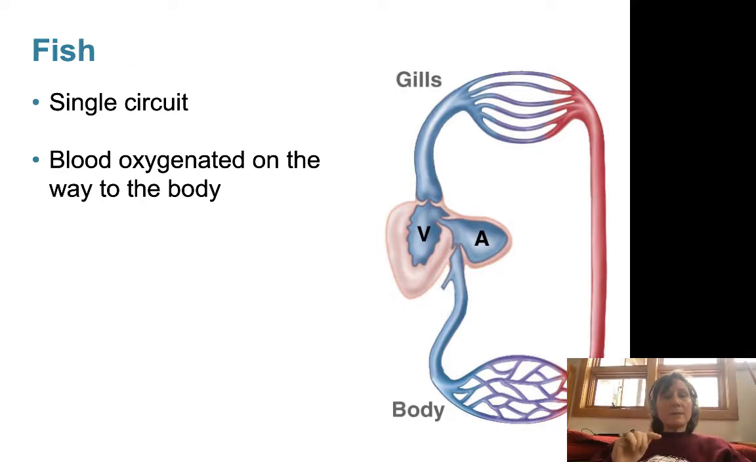Now, in fish, there's a single circuit, and this is a fish circuit that you're seeing right here, kind of stylized. It's generally a two-chambered heart, so a single atrium and a single ventricle. Blood is going to be oxygenated on the way to the body. So blood will flow from the atrium to the ventricle, out to the gills to pick up oxygen, and then it'll pass through a capillary bed in those gills, then go into the body, and then from the body it'll go directly back to the heart and continue.